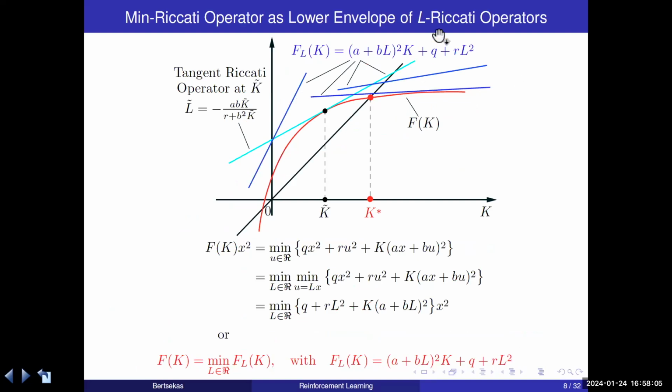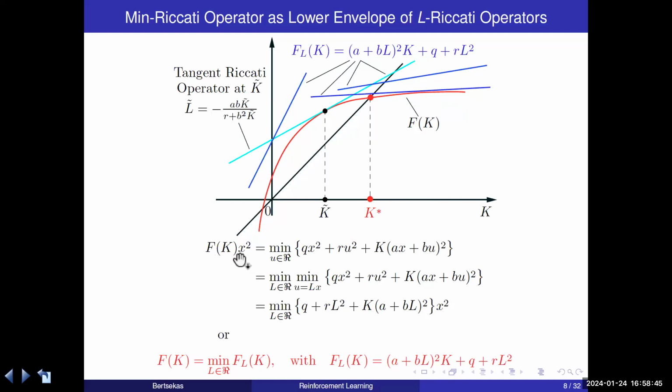Okay, so we have L-Riccati operators and min-Riccati operators. How are they related? The min-Riccati operator has this red graph here. The L-Riccati operators lie above that, and they are straight lines. And all of these lines qualify, right, for L-Riccati operators. And it turns out that if you take the lower envelope of all of these blue lines, you get the red curve. And how can we see that?